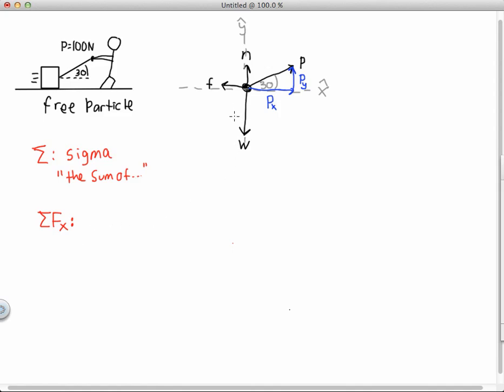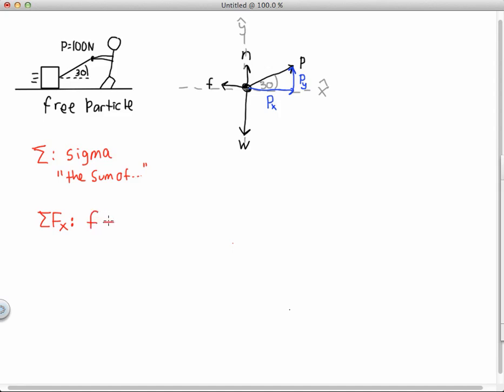So if I look up here in my force diagram, I see that the normal force and the force of gravity are forces that are strictly in the y direction. So I don't need those here. But in the x direction, I see that the force of friction is a force in the x direction, and then the component of the pull, P sub x, is in the x direction. So I'm going to just write that out.